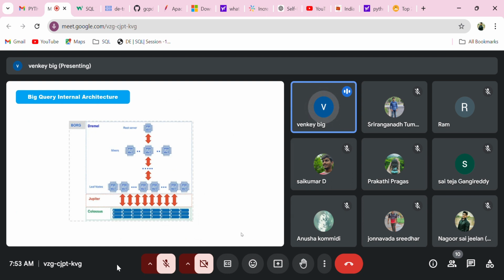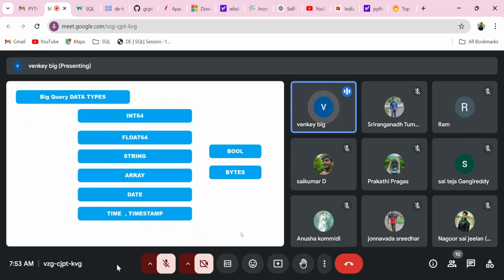That is important. You run a query in Synapse, you run a query in BigQuery, you will clearly understand the difference. That is where Colossus is Google's file system internally, and Dremel is Google's internal execution framework. Jupiter is the network. So this is a high level BigQuery architecture.